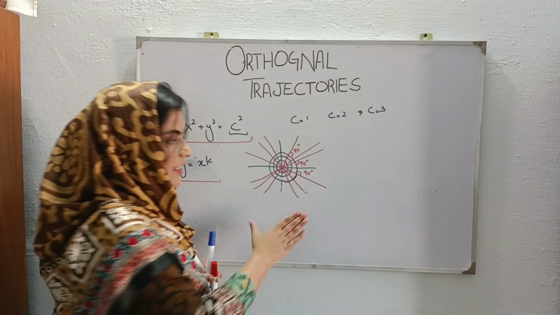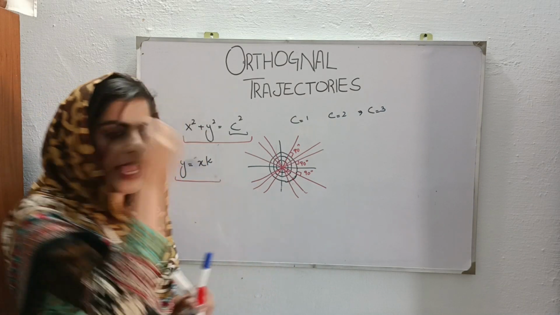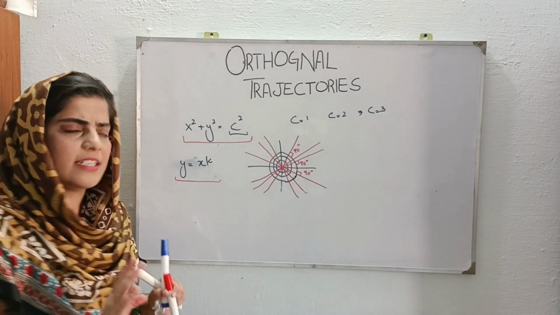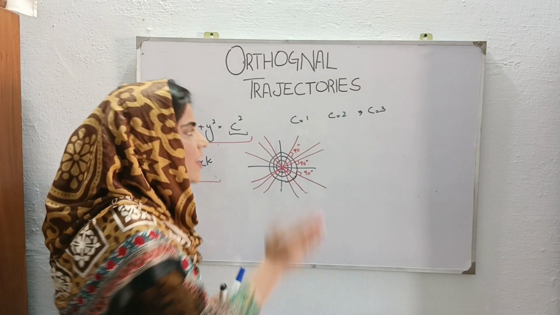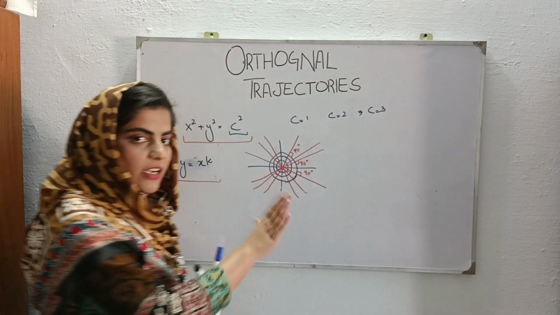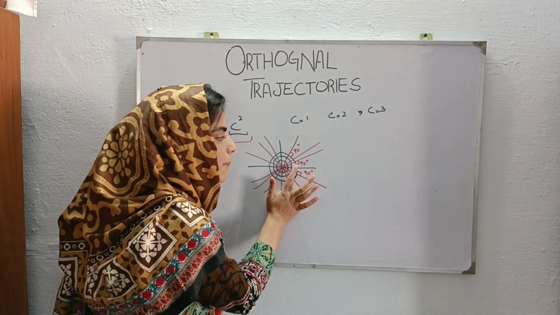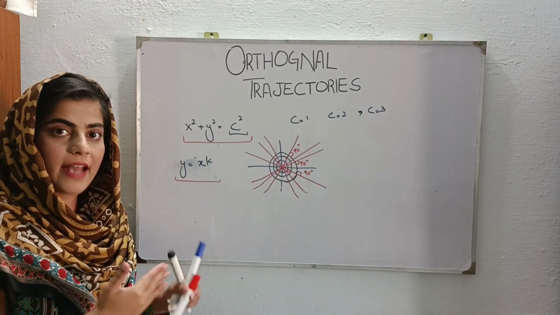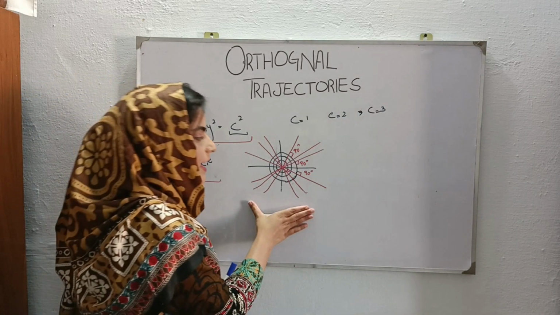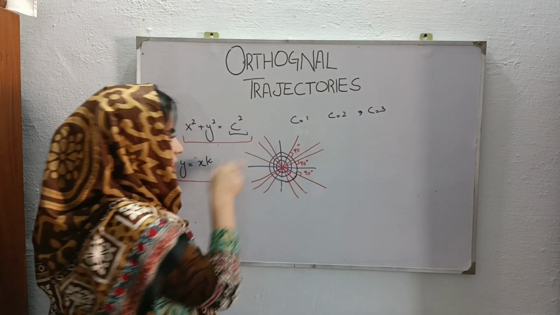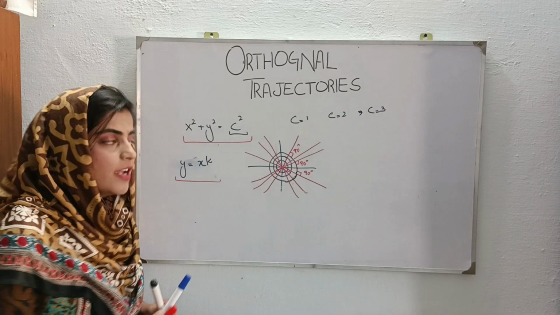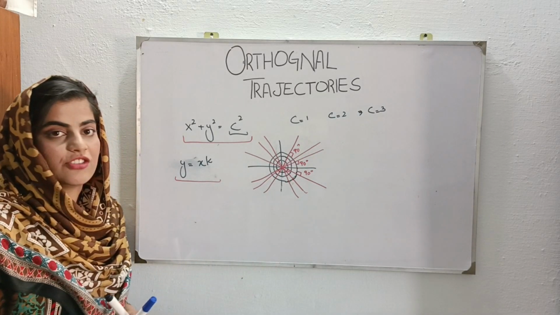If they are intersecting in such a way that the angle between them is not 90 degrees, then we will just say that these two curves are the trajectories of each other. But if the angle between them at the point of intersection is 90 degrees, then the given curves are the orthogonal trajectories of each other.